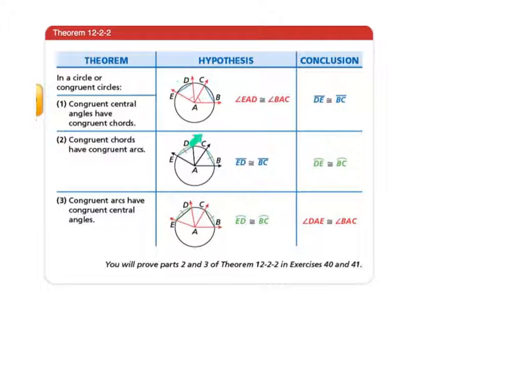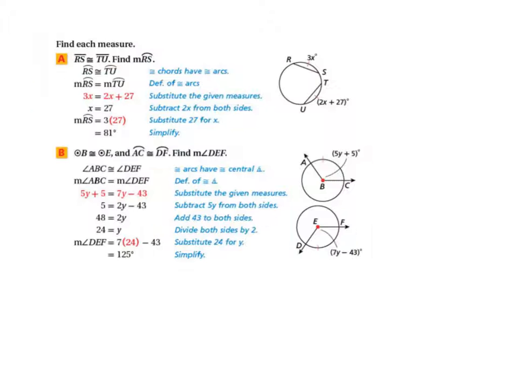Okay, so there are 3 theorems here, and if we have congruent central angles, then we also have congruent chords. Okay, if we have congruent central angles, we have congruent arcs. If we have congruent chords, we have congruent arcs. If we have congruent arcs, we have congruent central angles, etc. All 3 of these are basically saying that the chords, the central angle, and the arc formed by it are all congruent.